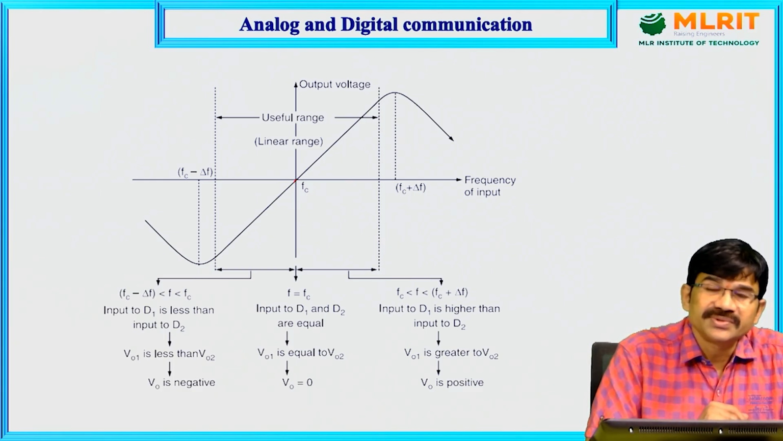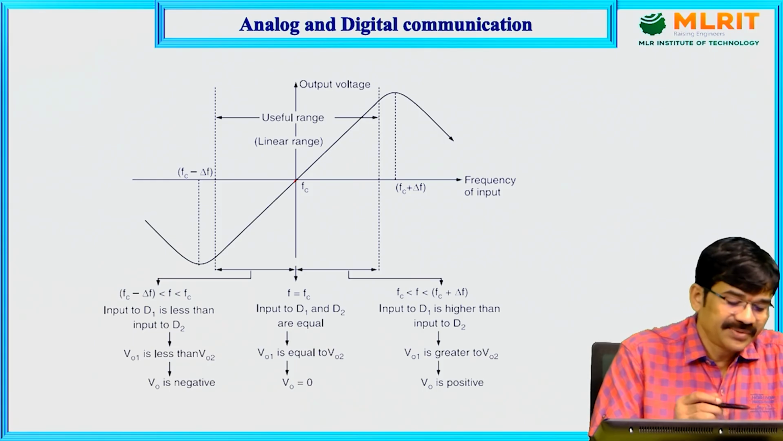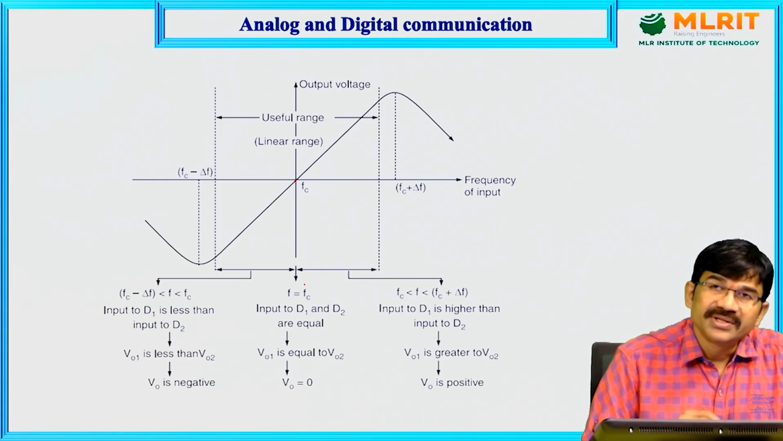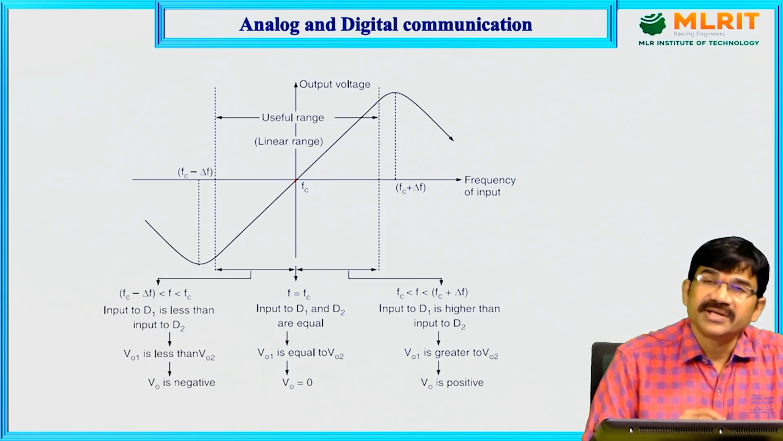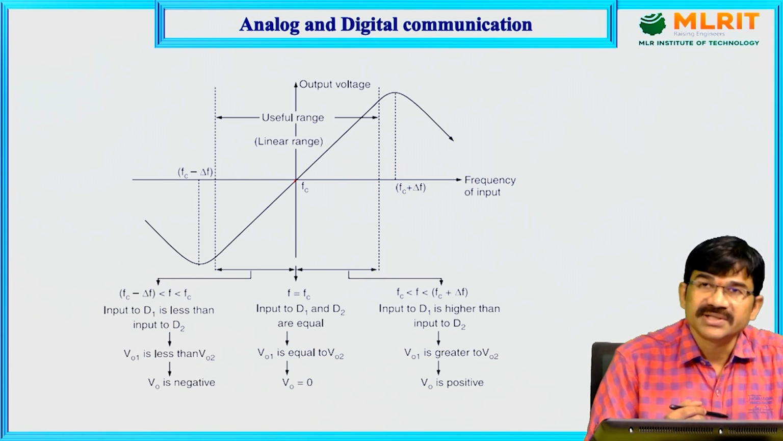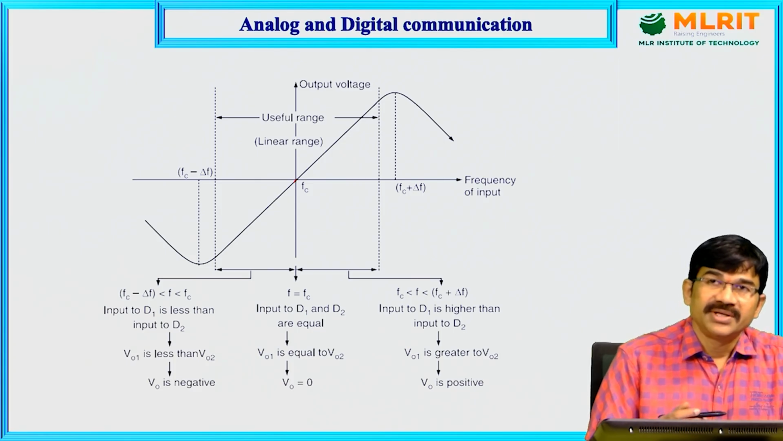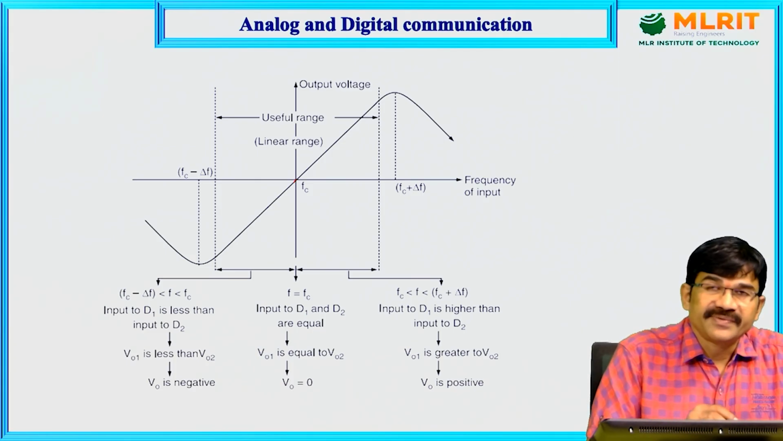Once it is tuned to the carrier frequency, from the primary to the secondary, what happens? The upper tuned circuit inputs to D1 and D2 are equal. The input signal contains fc, fc plus delta f, and fc minus delta f. Fc plus delta f and fc minus delta f are the high and low frequency values of the modulated signal, and fc is the carrier frequency, the center frequency.